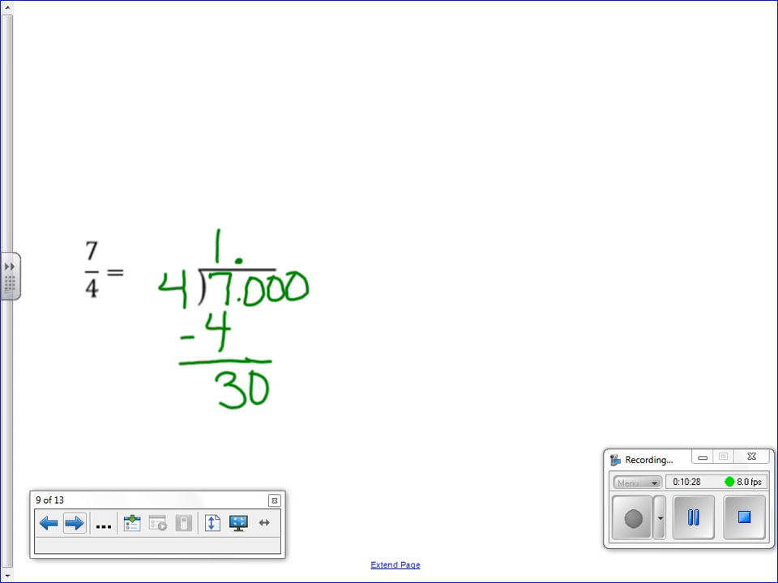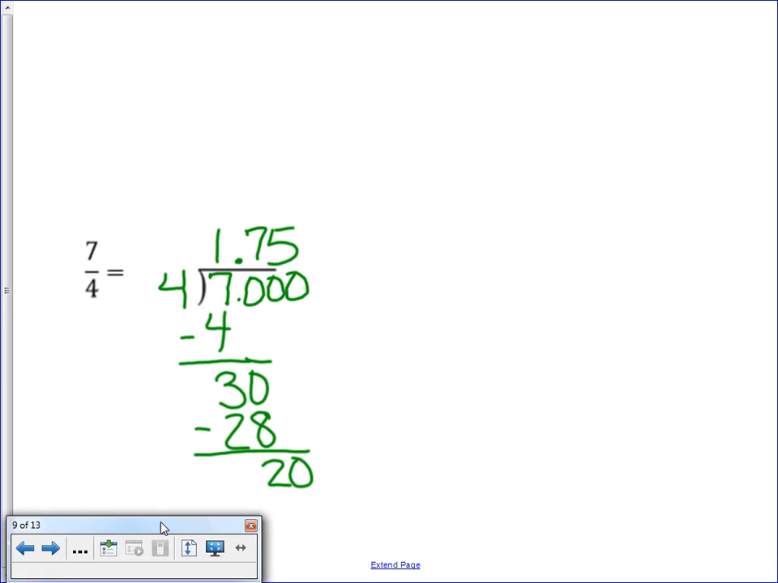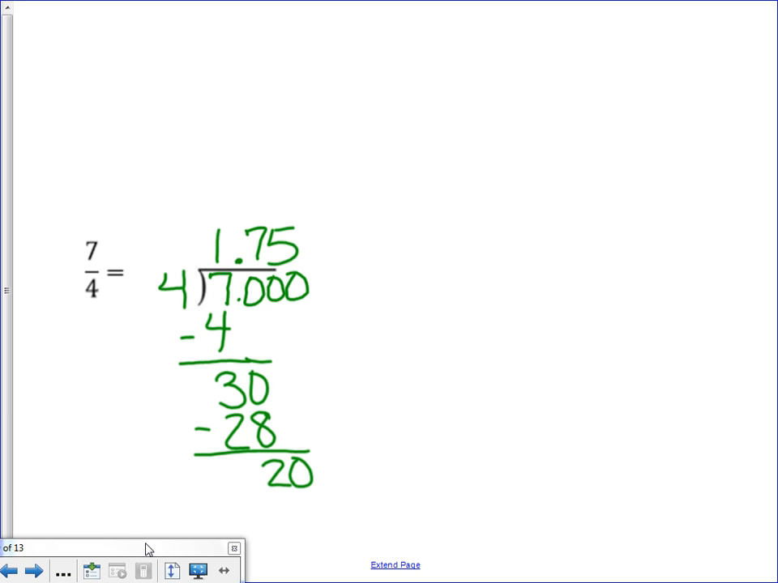All right, so 4 goes into 30 7 times. 7 times 4 is 28. Okay. We say 30 minus 28 is 2. Okay, we bring down the 0. 4 goes into 20 5 times. Okay? So 4 times 5 is 20. So we are done. So the answer to this problem is 1.75.